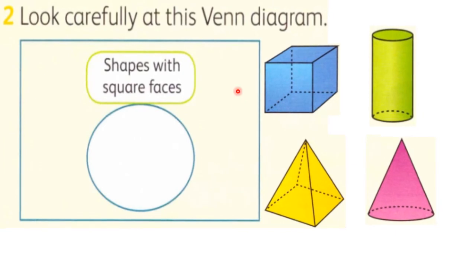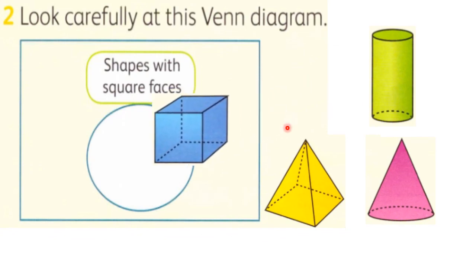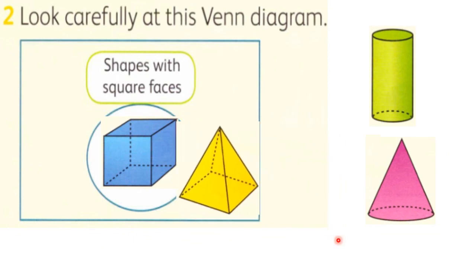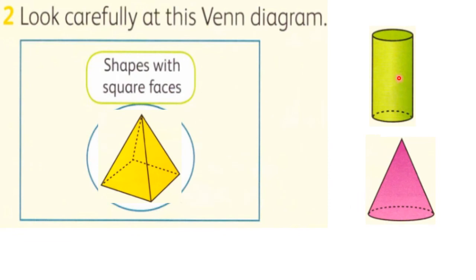Look at the Venn diagram. Shapes with square faces. Shapes with square faces are the cube and the pyramid with the square base, and it's a square face. So these two go in the Venn diagram. The cylinder and the cone stay outside.